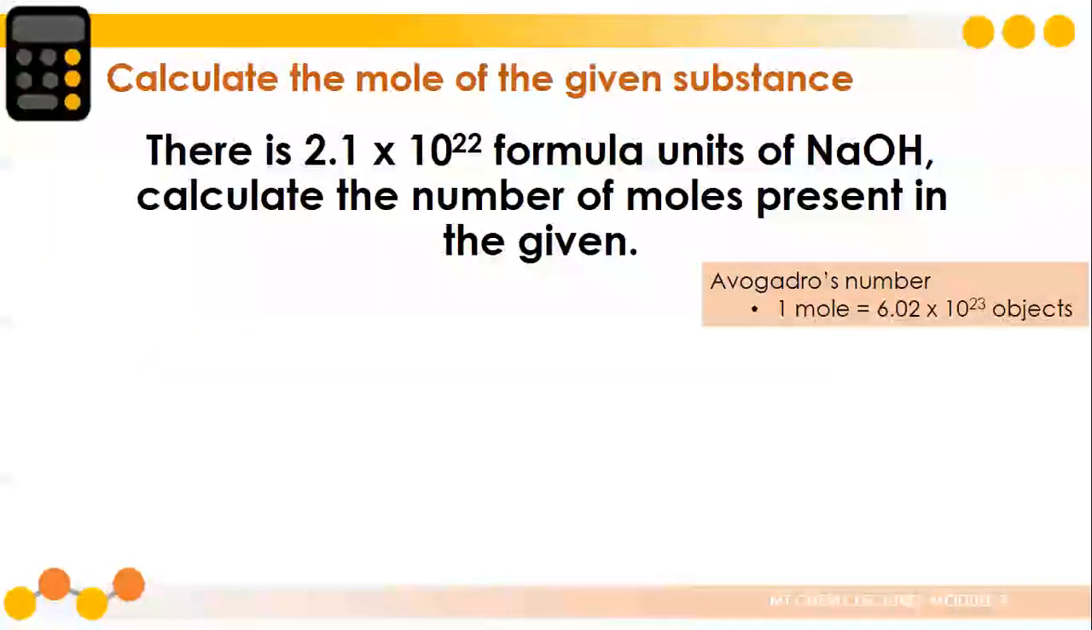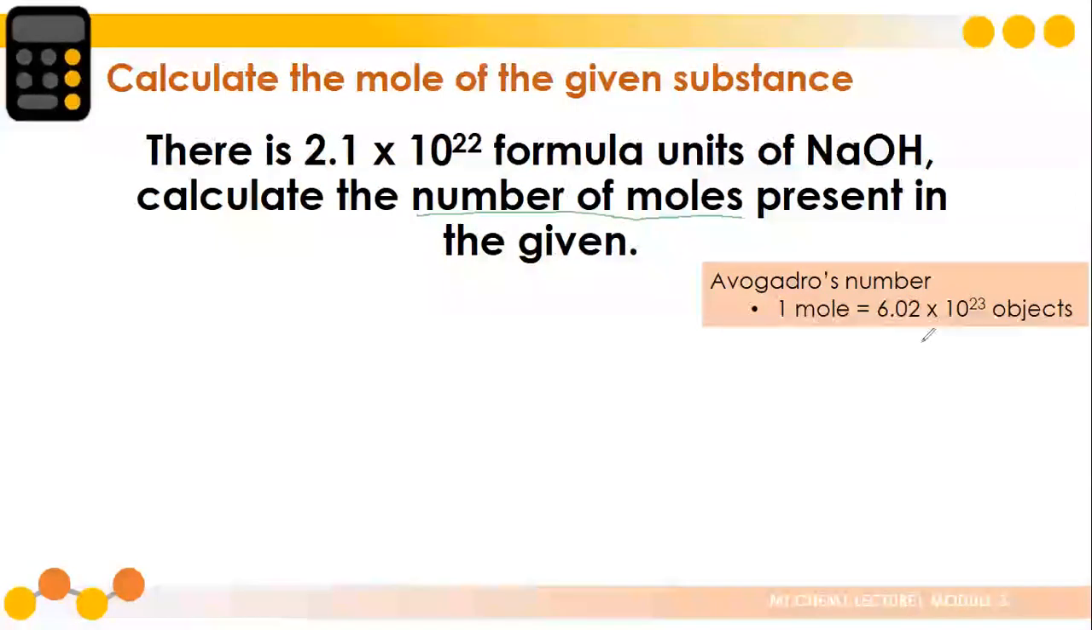Let's proceed with the next problem for the solving of moles. So we have here the problem. There is 2.1 times 10 raised to 22 formula units of sodium hydroxide. It says here that we have to calculate the number of moles present in the given. So in here we're looking for the number of moles, quite the opposite of what we were doing a while ago, because in the first two problems, we were looking for either the formula units, objects, or molecules. For this one, it's the opposite.